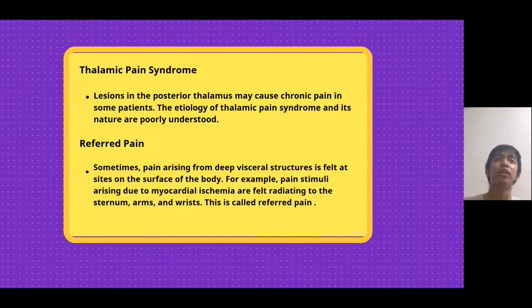Next is thalamic pain syndrome. Lesions in the posterior thalamus may cause chronic pain in some patients. The etiology of thalamic pain syndrome and its nature are poorly understood.